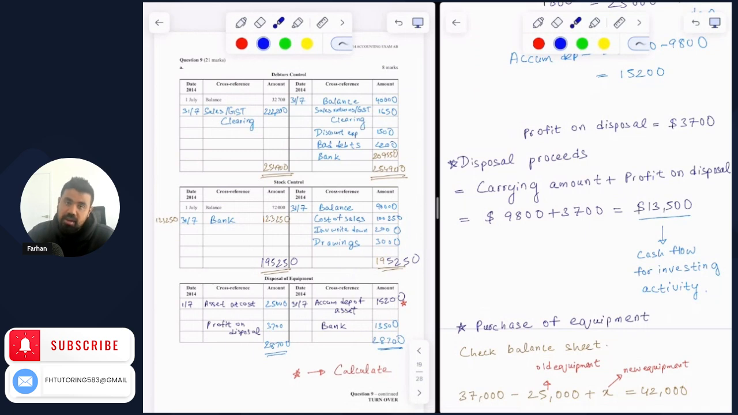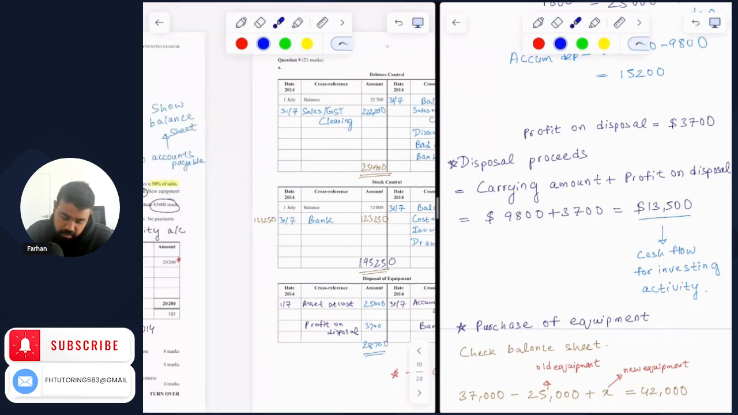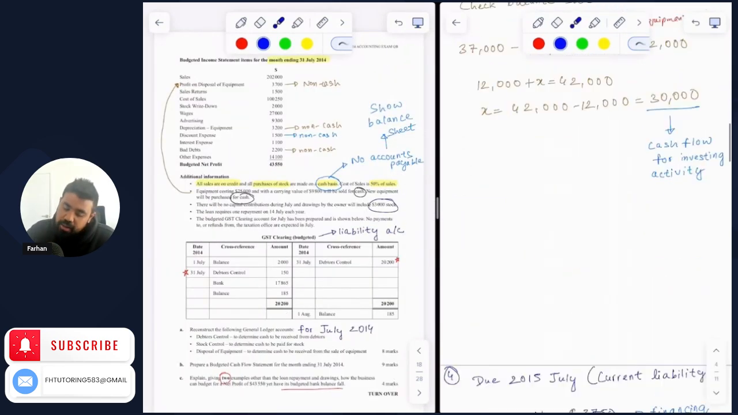But you can memorize this, and in most cases, you should be able to get full marks given that you have derived the numbers accurately. So how about the balancing here? I believe you understand what's going on. You just simply add everything, and you should be getting $28,700 on both sides. Okay, so let's see what else we have to calculate.